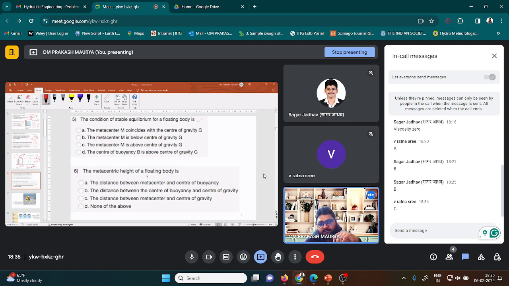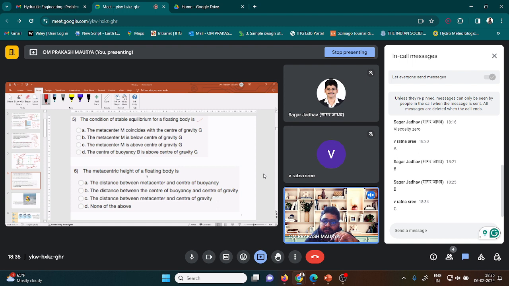Yes, this is correct. In a stable condition, your metacenter will always be above the center of gravity. I have some pictorial representation for that. I will show you after question number 6.